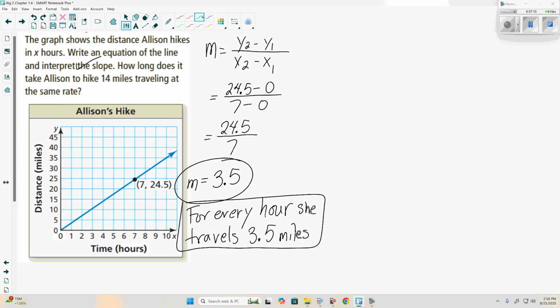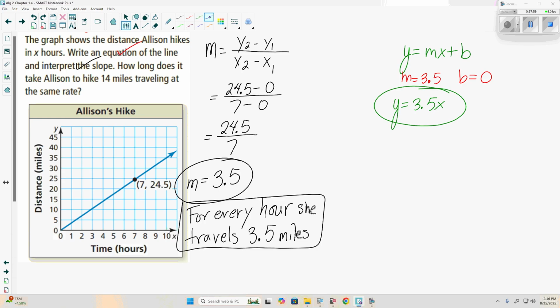Now we need to find the equation of the line. Well, just like the last so many, they did give us the y-intercept. The y-intercept is our point 0, 0, which means our value of b is 0. Our slope, in this case, is 3.5. So we have y equals 3.5x plus 0. Do we need to add the 0? No, it's not adding anything. So we can just say our equation of the line is y equals 3.5x.